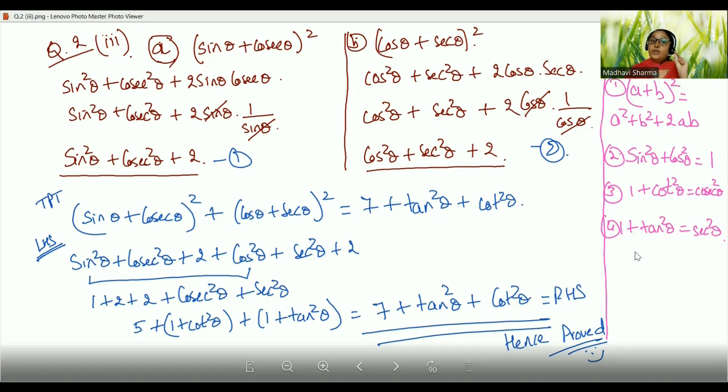Even if you do the whole sum correct, but if you do not write what identities you have used, marks are cut. So please, children, at the end, write whatever you have used, like I have used (a plus b) whole square here for a and b, and I have written that. Usually we write this at the end. Okay, let's move ahead.